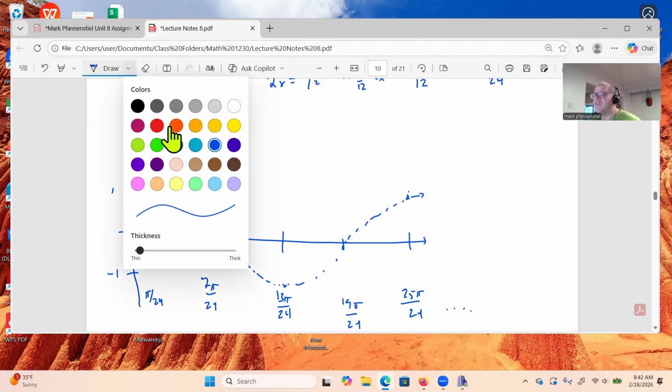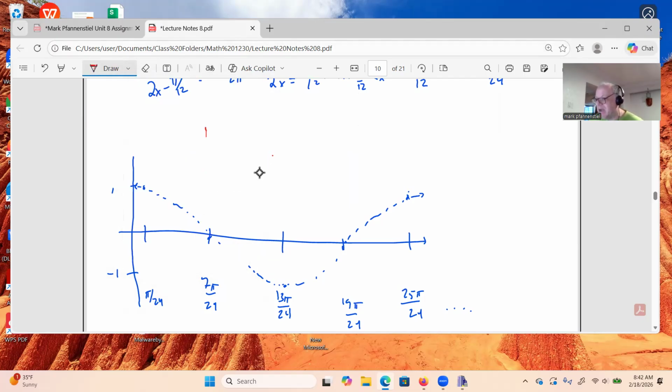So what I'm going to do now is we're going to go ahead and dot in my asymptotes. I'll make my asymptotes red. Everywhere where cosine crosses the 0, that's actually an asymptote.